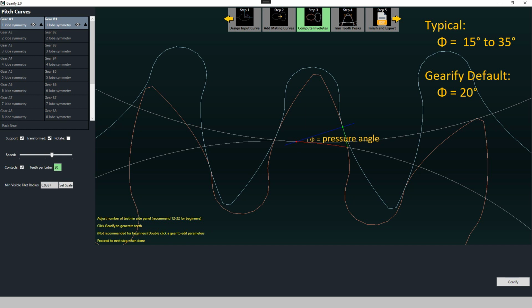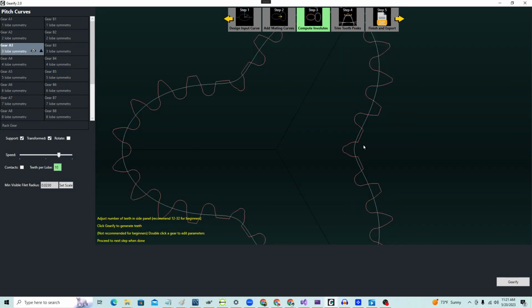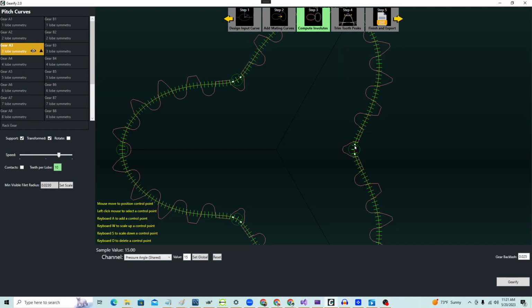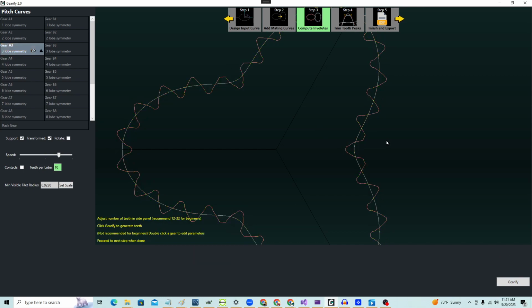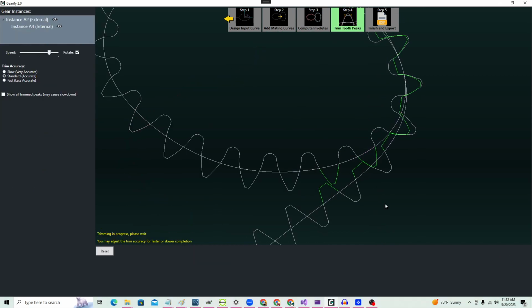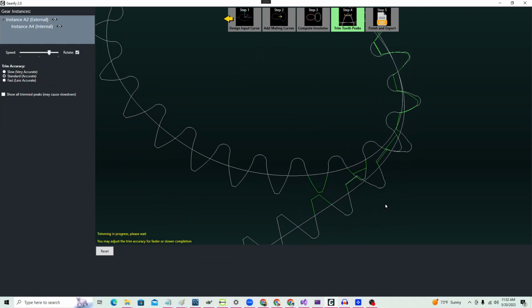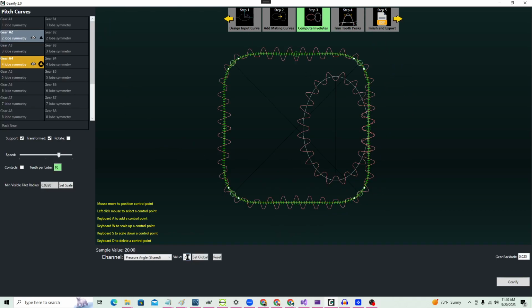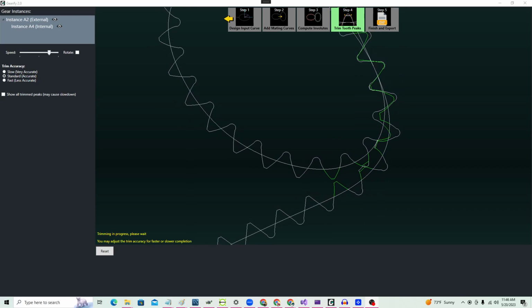Typically, gear pressure angles are a constant value between 15 and 35 degrees. Gearify uses 20 as the default. A larger pressure angle flattens the slant of the teeth and often behaves better in tight interior corners, producing less truncated teeth. If teeth are trimmed too much in step 4, return to step 3 and try increasing your pressure angle, as you may get better results.